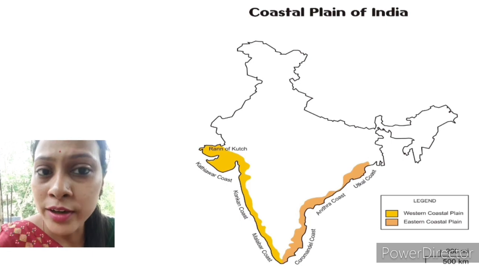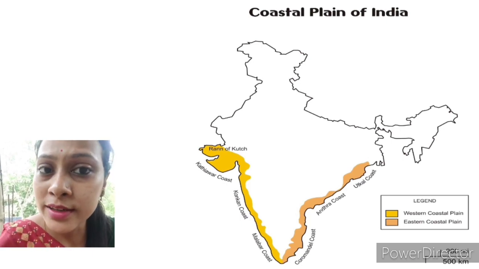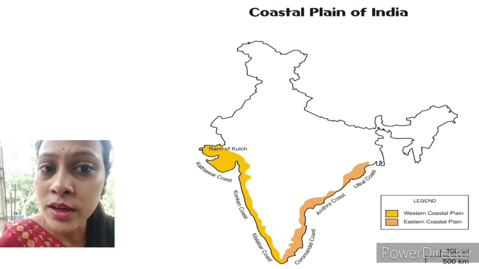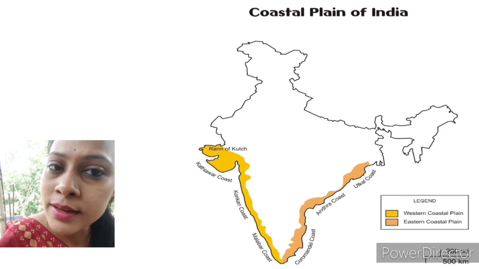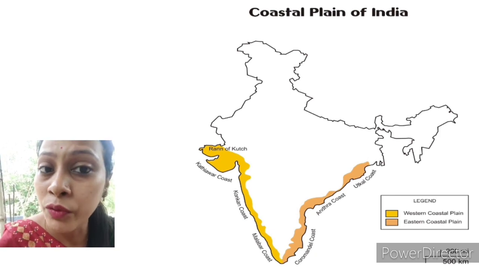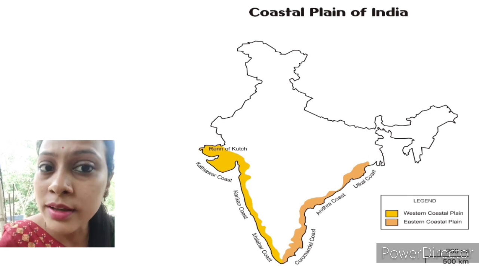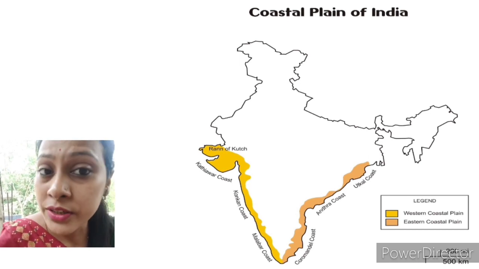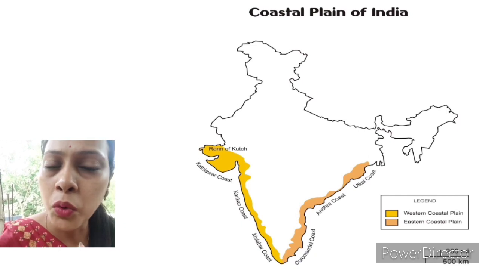So we have learned about the Indian desert and the coastal plains of India. The Indian desert lies towards the northwest of Rajasthan, or towards the northern margin of the Aravalli hills, and here the temperature is always high and it is a dry land covered with sand dunes. Vegetative cover is low in that region. Then we have learned about the coastal plains.